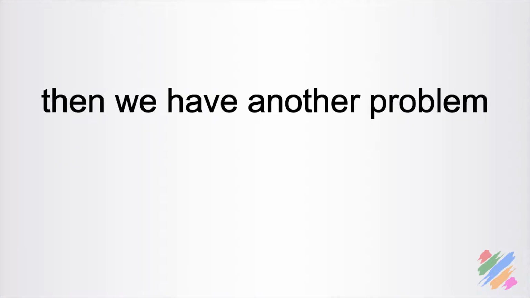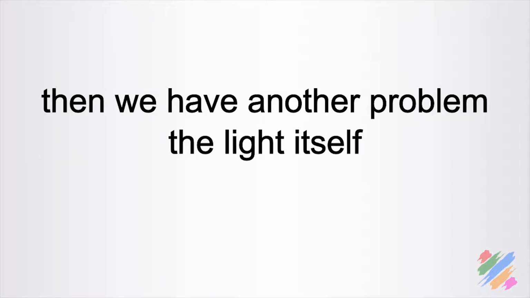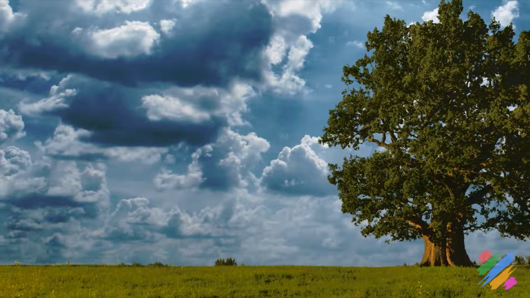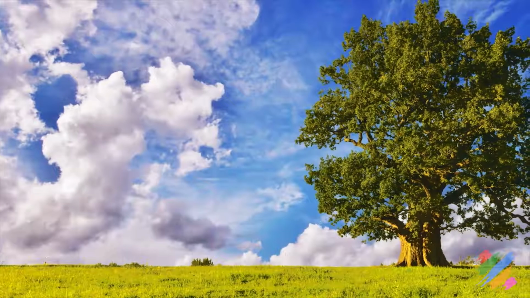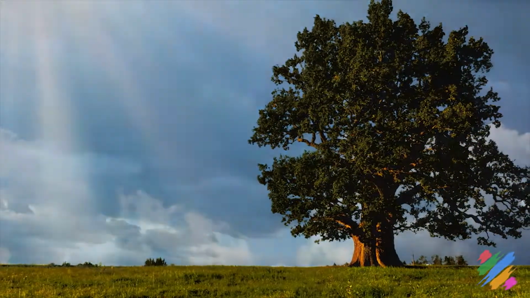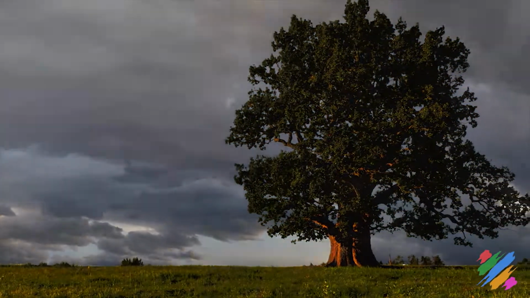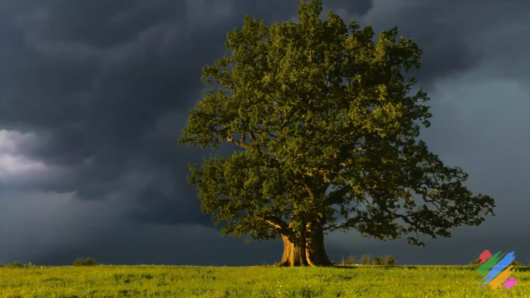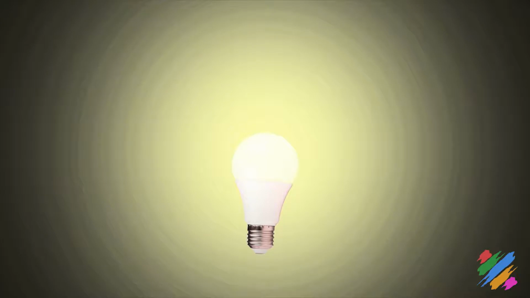Then we have another problem. The light itself may have different colors that can go from warm to cold white. If the light is natural, its color may depend on the time of the day, on the sun position, on the weather conditions, and so on. Artificial light's color changes according to the type of bulb.